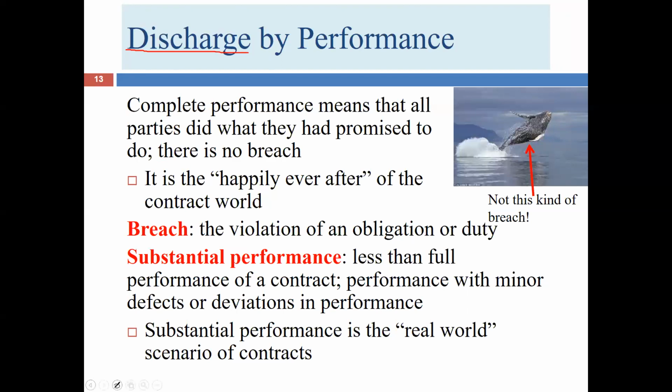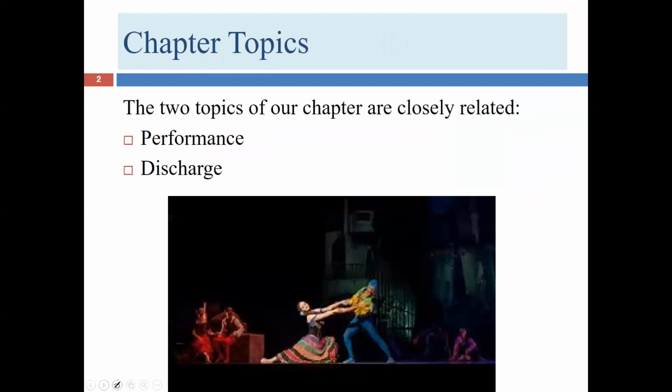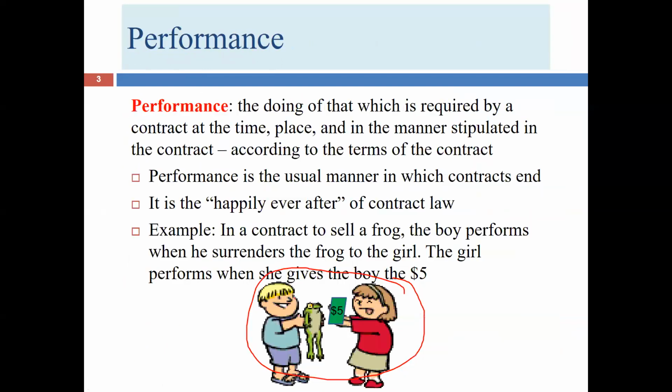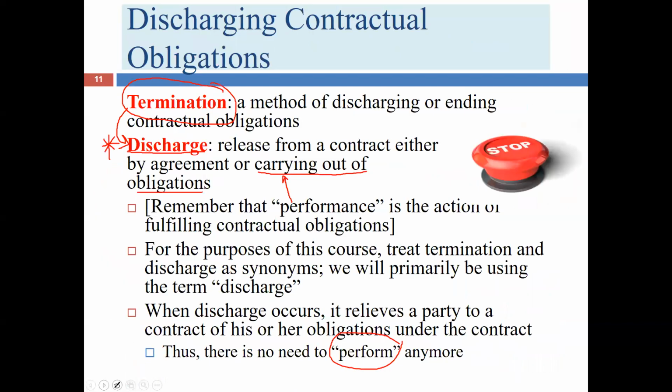Going back to our scenario with Bobby and Sally, if the contract between Bobby and Sally is Bobby is supposed to surrender this particular frog and Sally is supposed to pay Bobby $5, as soon as Bobby gives Sally the frog, he's done. He doesn't have to do anything more. As soon as Sally gives Bobby the $5, she's done. She doesn't have to do anything more. The contract is complete, given the terms.